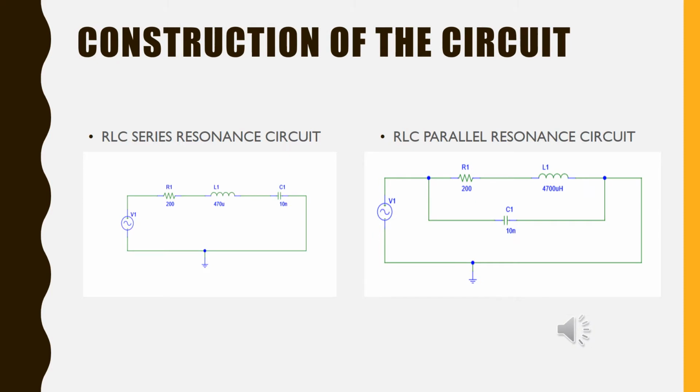Let's look at the construction of the circuit. There are 2 types of circuit here: the RLC series resonance circuit and the RLC parallel resonance circuit. For the series resonance circuit, students have to use resistor, inductor, and capacitor and do the wiring in series. The value for resistor is 200 ohms, inductor is 470 microhenry, and capacitor is 10 nanofarad. All these 3 electronic components are connected in series, and a voltage source is supplied to all the components.